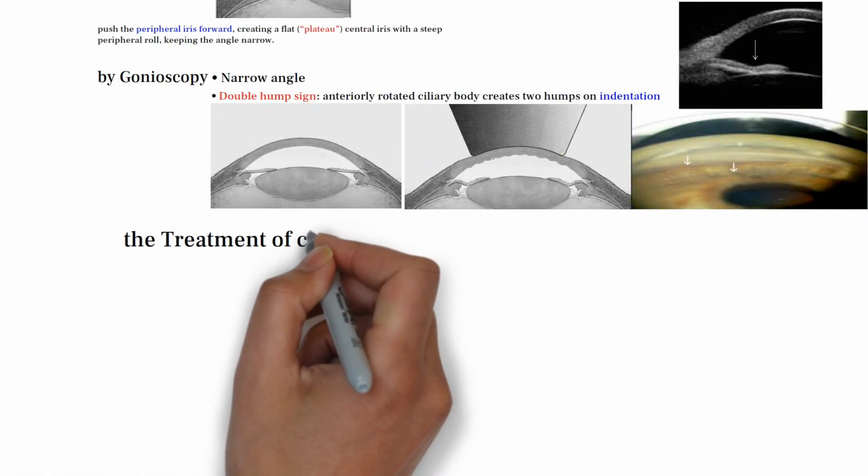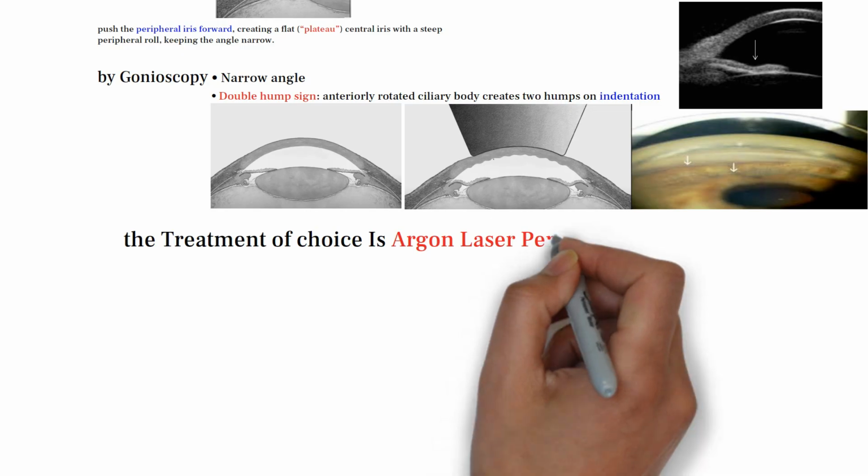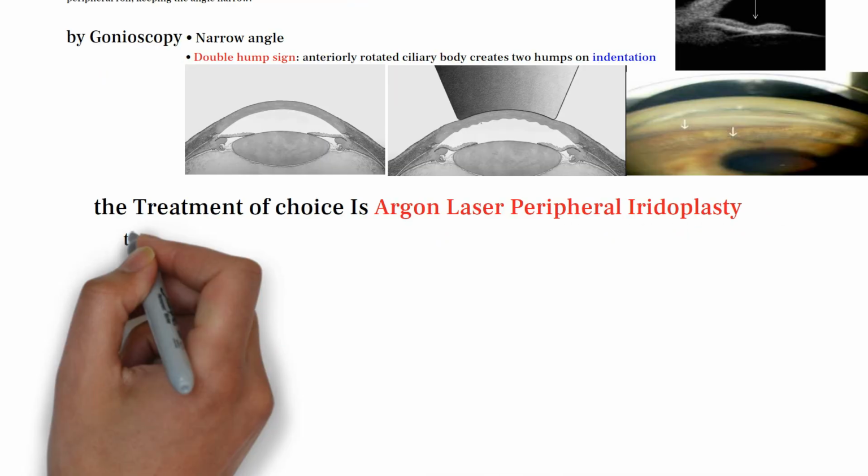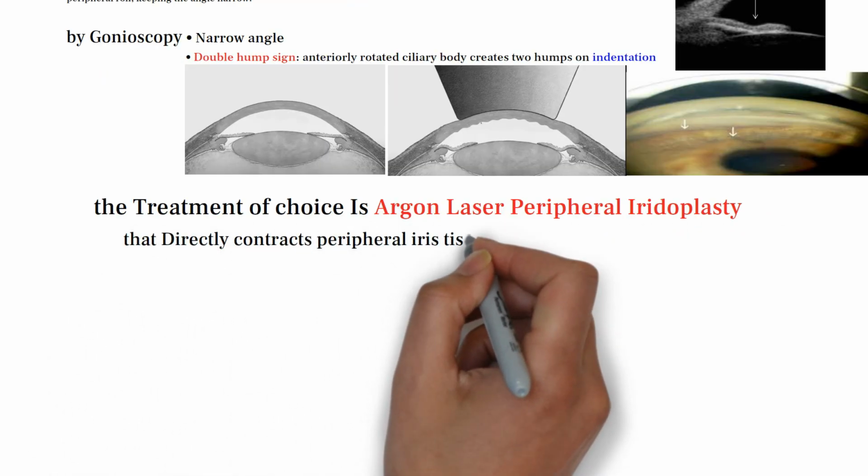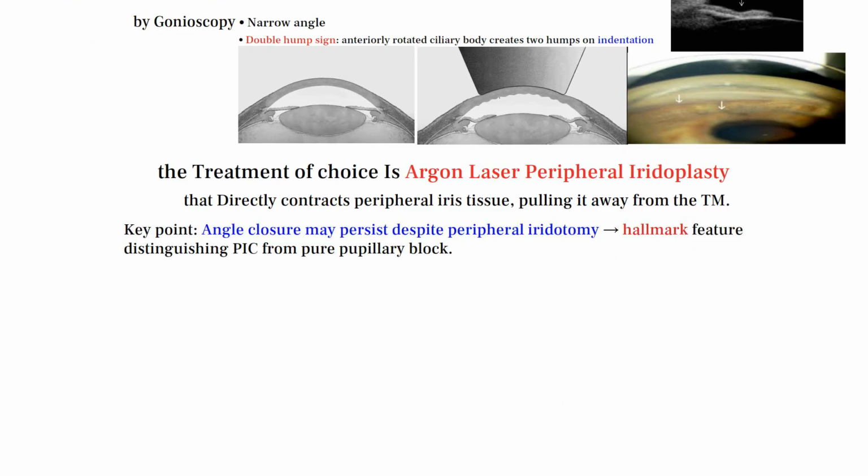The treatment of choice is argon laser peripheral iridoplasty. This procedure contracts the peripheral iris, pulling it away and opening the angle.